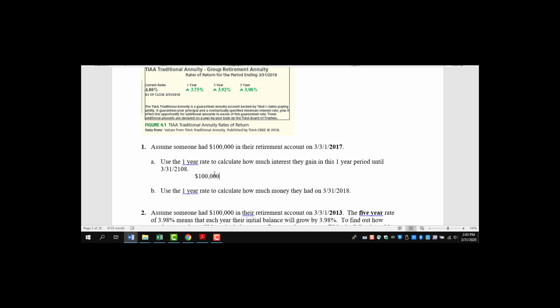So you have $100,000 and you want 3.75, and that's 3.75 over 100. I would actually put it like that in my calculator. When you start moving decimals, it becomes an issue sometimes. So that's going to be $3,750 in interest.